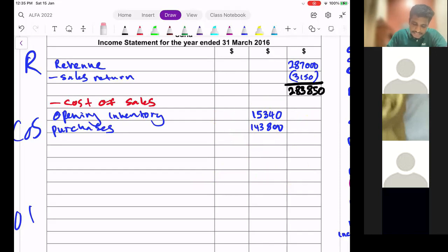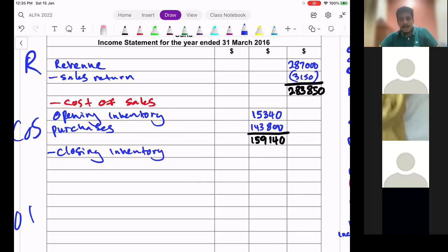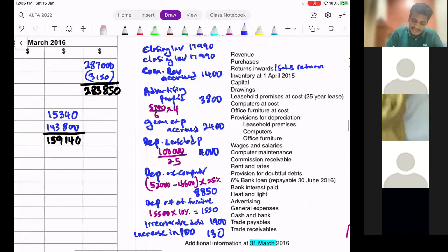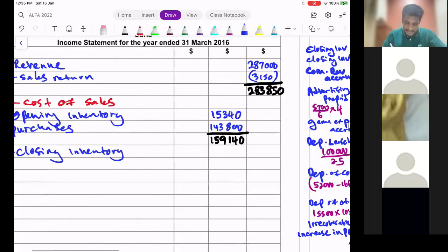And we need to add this to our opening inventory, plus the purchases, 159,140. And this one will be minus the closing inventory. How much is your closing inventory? The closing inventory here is 17,990. So I put 17,990 in a bracket. So 159,140 minus 17,990, I'll get the cost of sales.